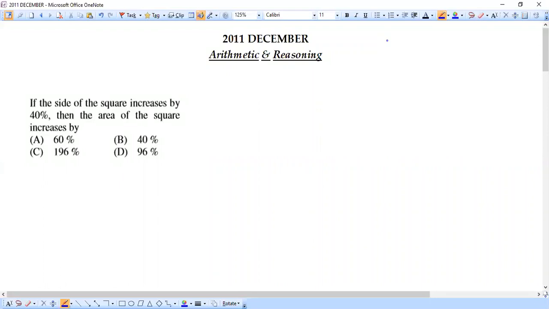So in this session we have the question paper of 2011 December UGC-NET Paper 1. And once again we are here to solve questions from Arithmetic and Reasoning concepts. Right? We go. But before that, about this question paper, we have really very challenging questions. We of course have very nice and challenging questions from all concepts that we have seen already.